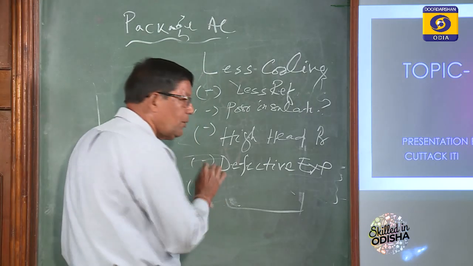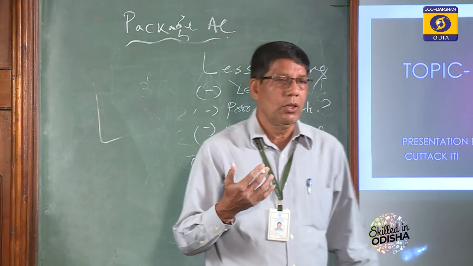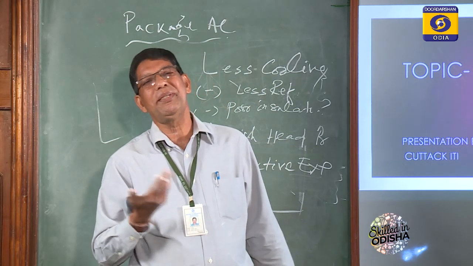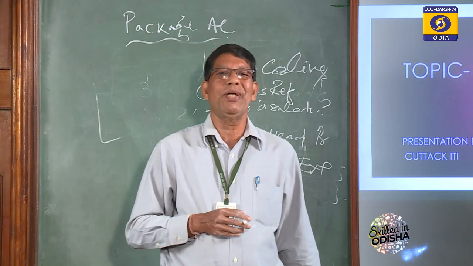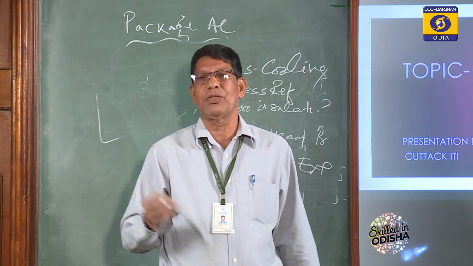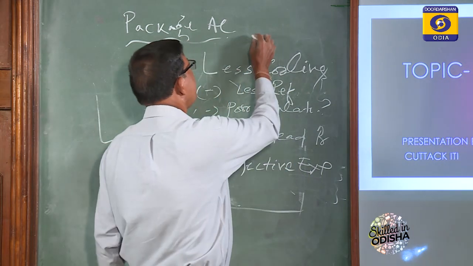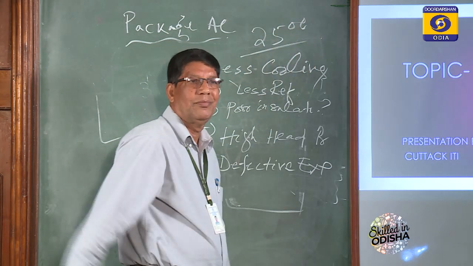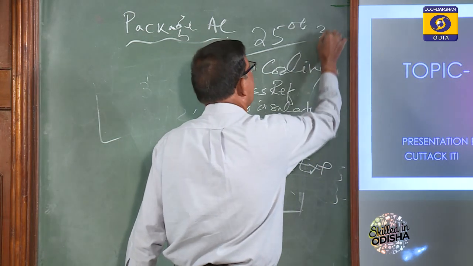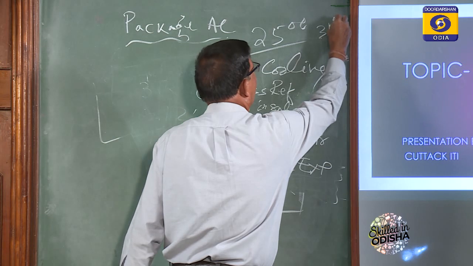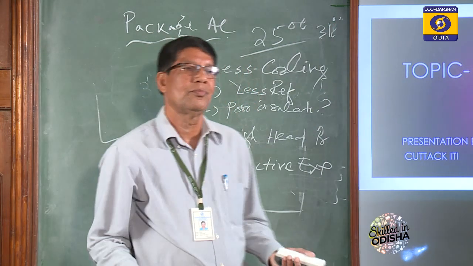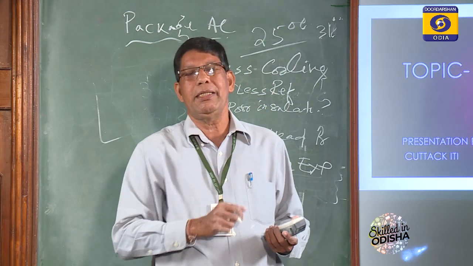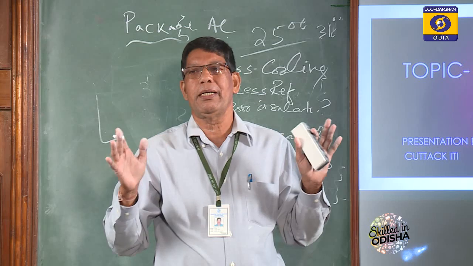Then another point is improper temperature setting. In the thermostat we adjust the temperature. Suppose our AC is maintaining 25 degrees Celsius, and we set it to 31 or 32. Then we feel there is less cooling. So set the thermostat switch in a proper condition.